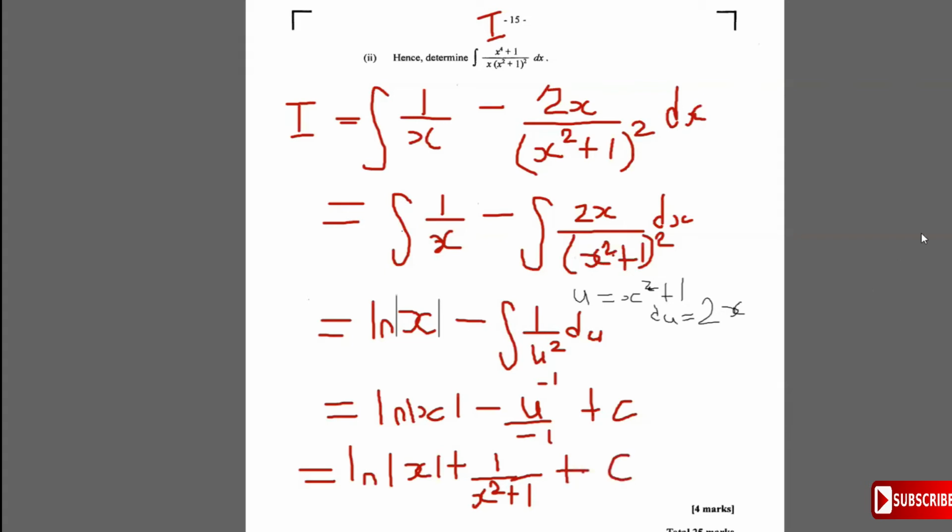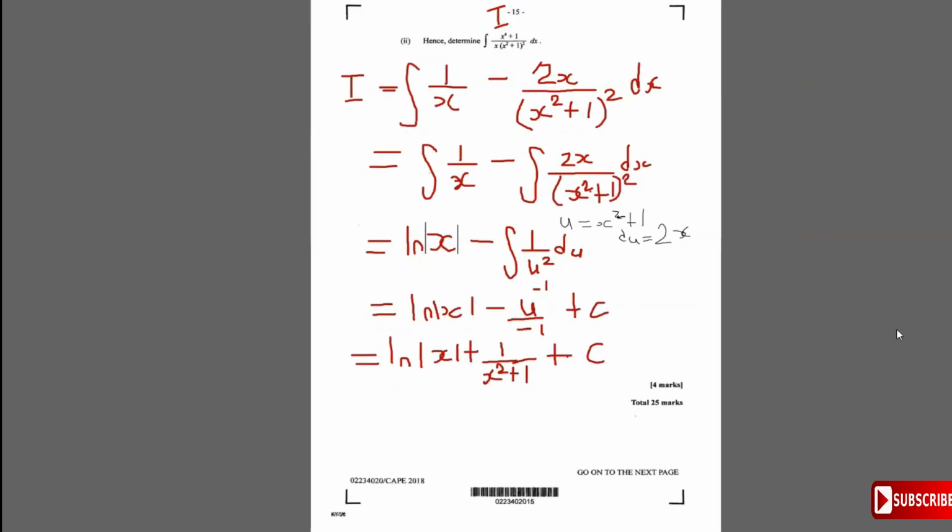Nice and easy, soft. So that's how we do this question. Nice. That's part 2. Now we're moving right along. We get to section 2, which is module 2. And we're going to do this question.